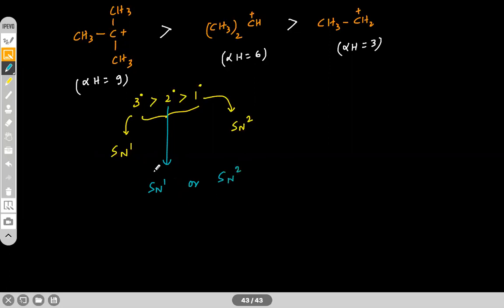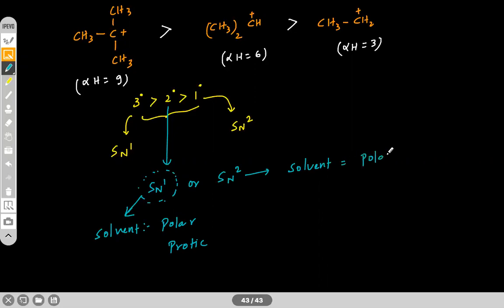But this depends upon the solvent present. SN1 is possible when the solvent is polar protic. SN2 when the solvent is polar aprotic.